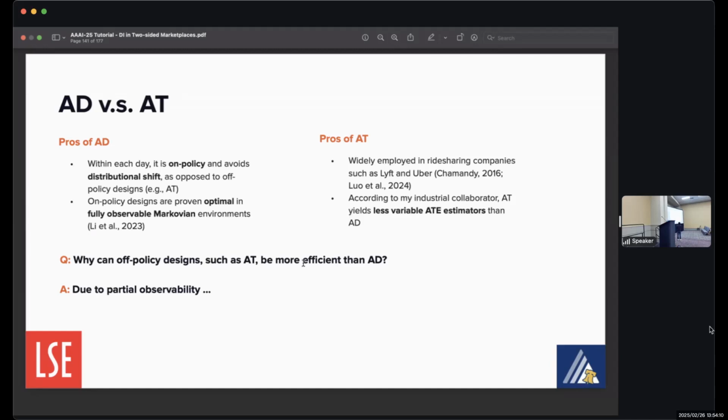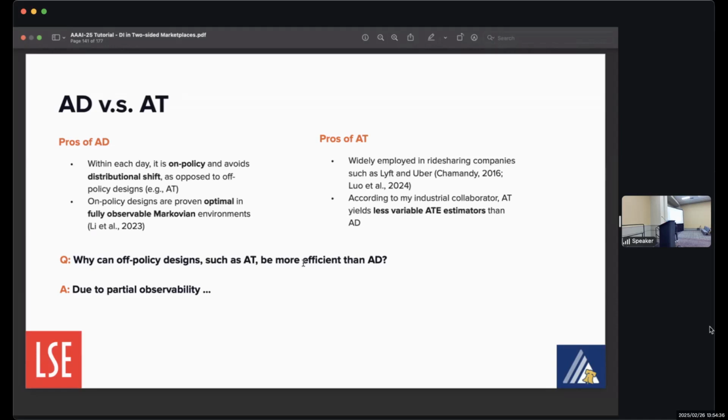But to the contrary, the second design, AT, we can see that it is widely used in practical situations. It is widely used in several ride sharing companies. I also have an industrial collaborator, and according to my collaborator, the second design, which is AT, will often lead to less variable AT estimators compared to the first design.